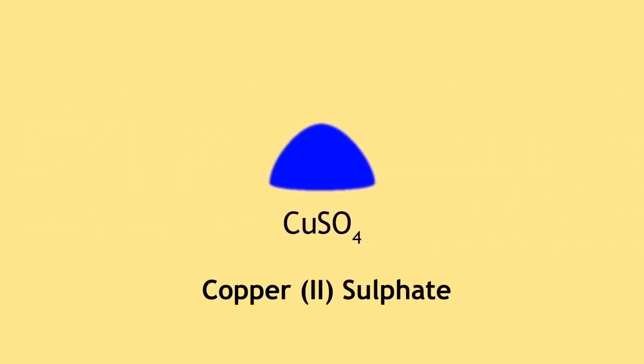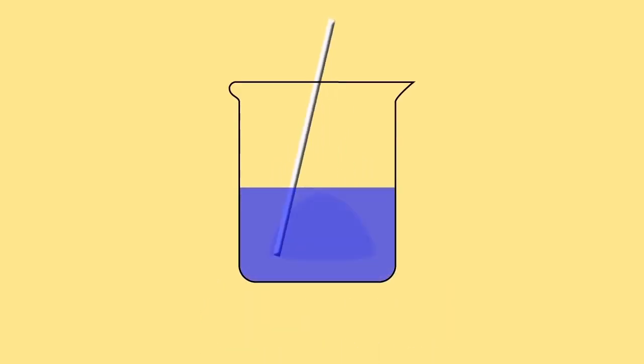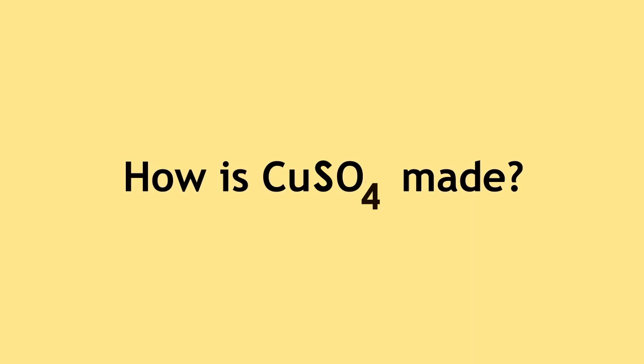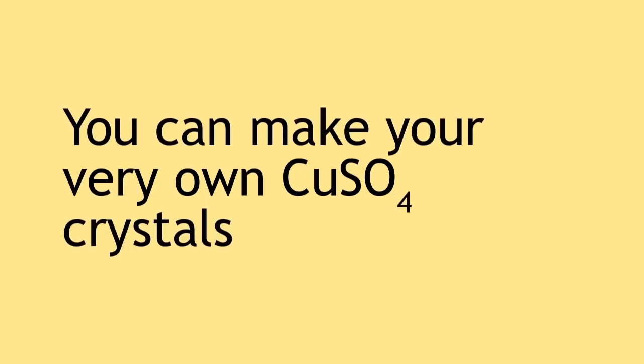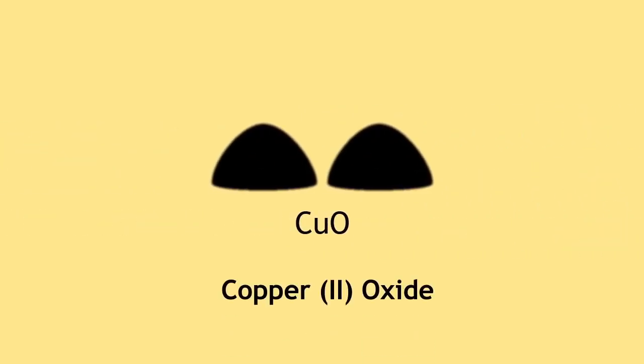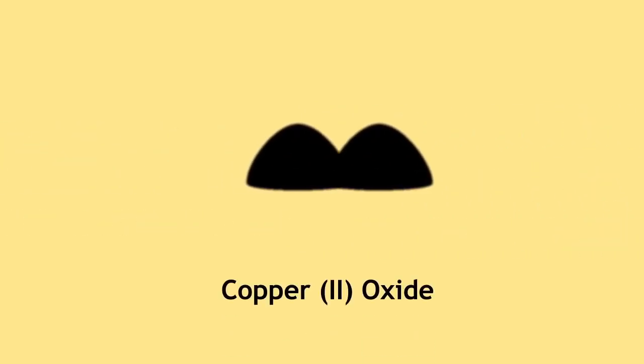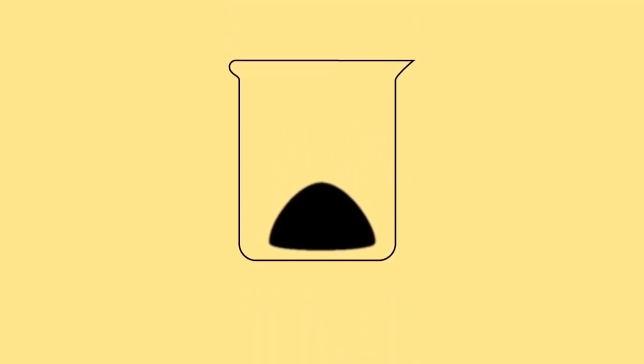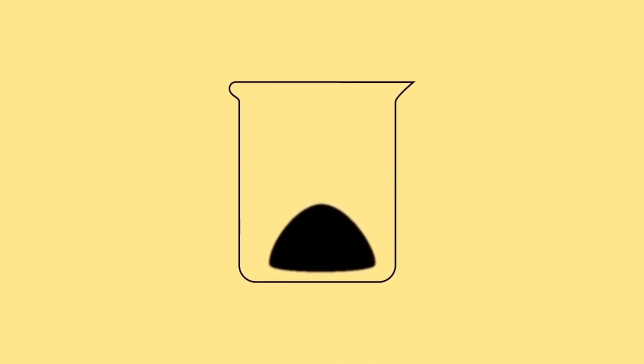You have likely encountered copper 2 sulfate either as crystals or in solution, but have you ever wondered how it is made? Did you know that you can make your very own copper 2 sulfate crystals? Add 2 scoopfuls of copper 2 oxide, which is a black powder, into a beaker. Then add sulfuric acid so that all of the copper 2 oxide powder is covered and a bit more.